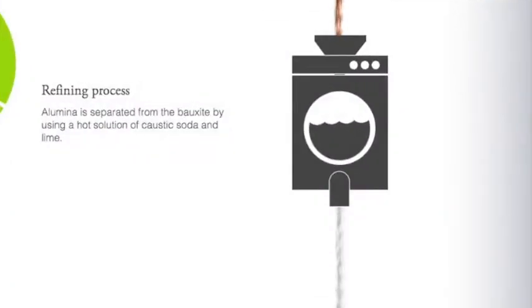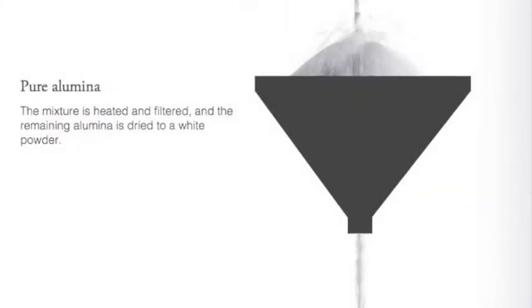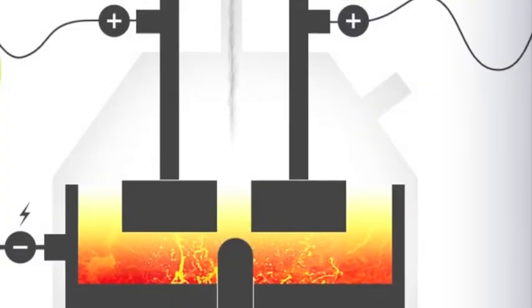Then alumina is separated from bauxite by a refining process. The powder that is left is called pure alumina. Alumina is transformed into aluminium by electricity running between a negative cathode and a positive anode, both made of carbon, to melt aluminium at 660 degrees Celsius.